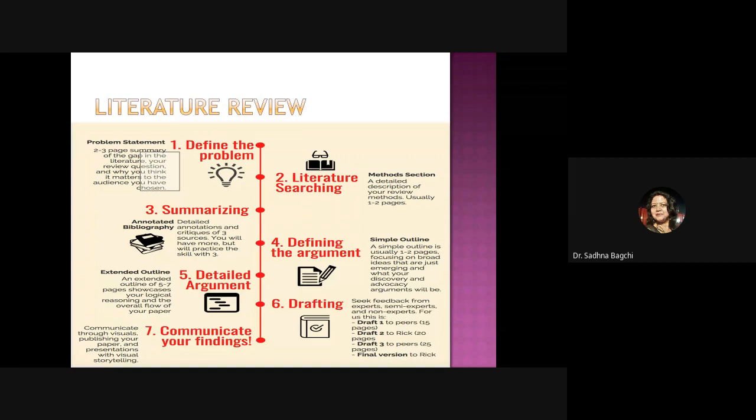And last, communicate your findings. That is what you will find after the literature, you have to communicate to your reader. Those are the seven things you have to complete in your literature review.